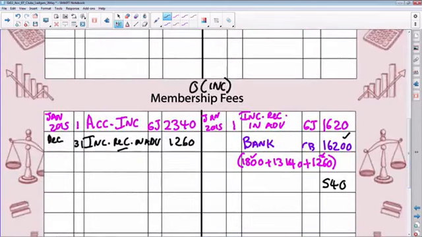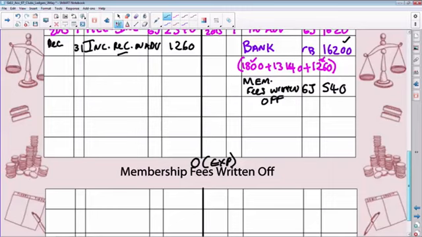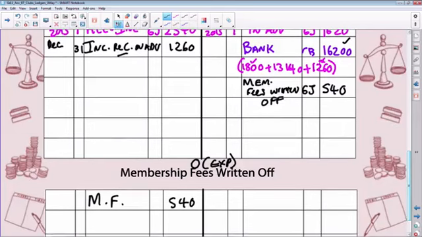So I'm going to credit membership fees by means of a general journal entry. And where am I transferring this membership fees to? An expense account called membership fees written off. Quite a bit to write in that small space, but ask your teacher about abbreviating. Certain abbreviations are acceptable. So that 540, membership fees written off, remember it's an expense, so 540, and it's coming from my membership fees account at the end of the financial year by means of a general journal entry. Okay, with me. Right, next bit of information.